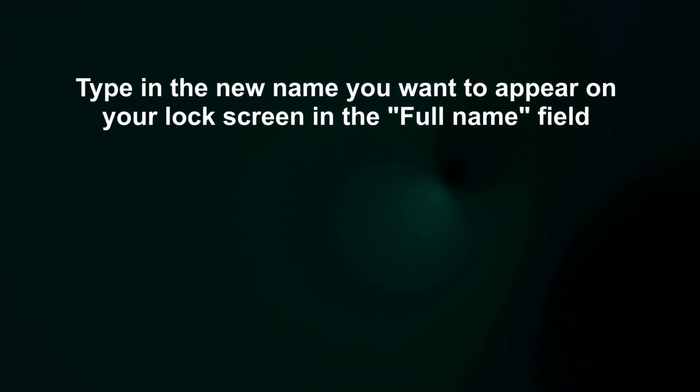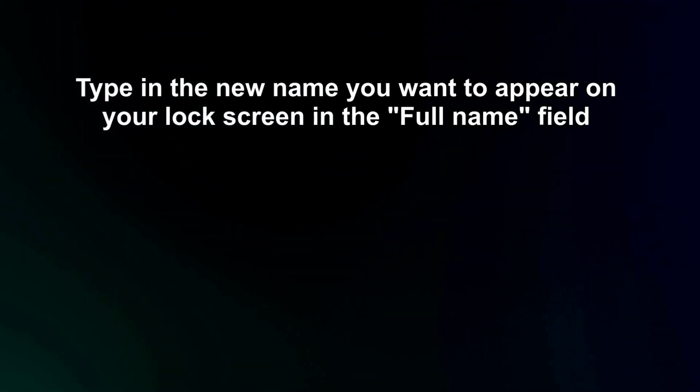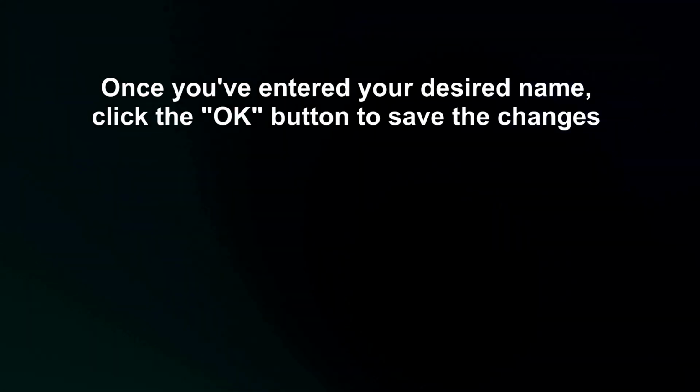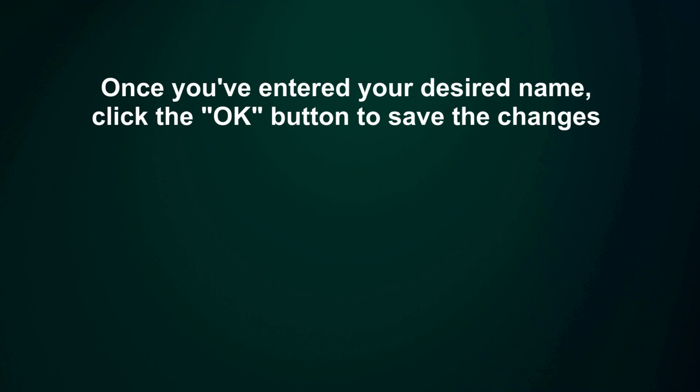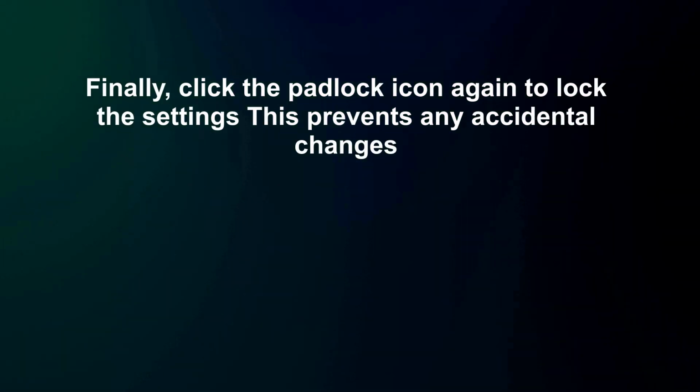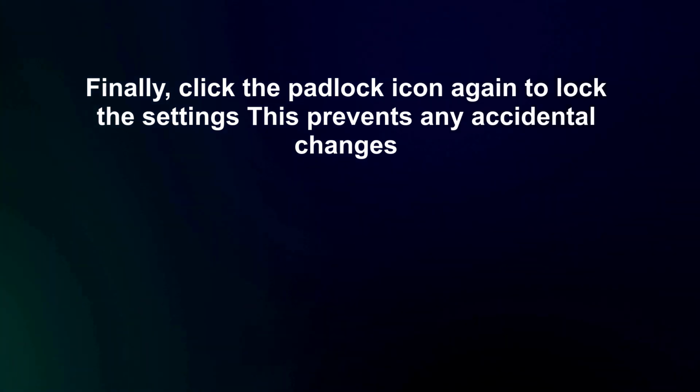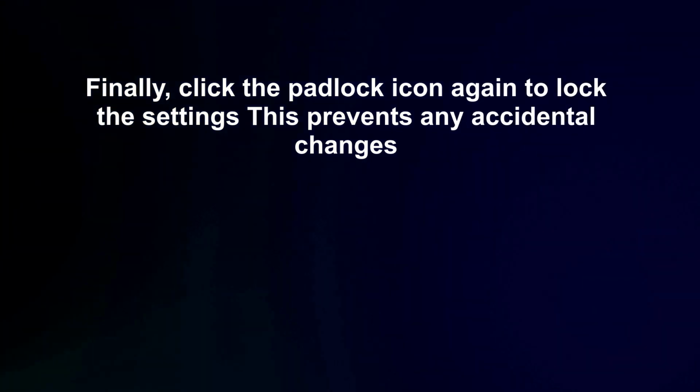Type in the new name you want to appear on your lock screen in the full name field. Once you've entered your desired name, click the OK button to save the changes. Finally, click the padlock icon again to lock the settings. This prevents any accidental changes.